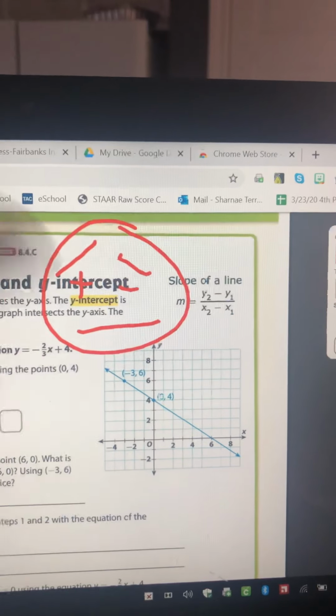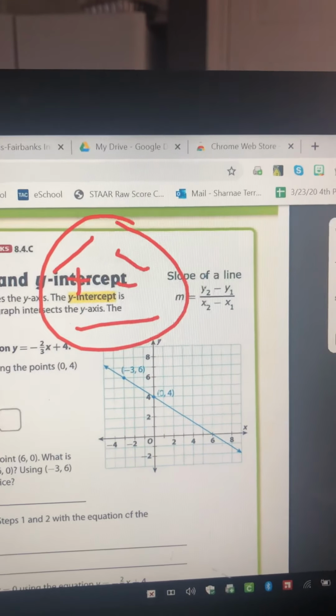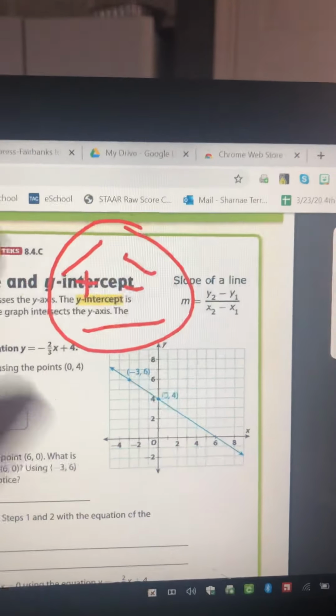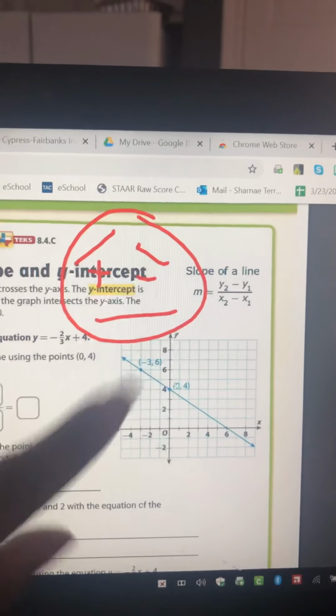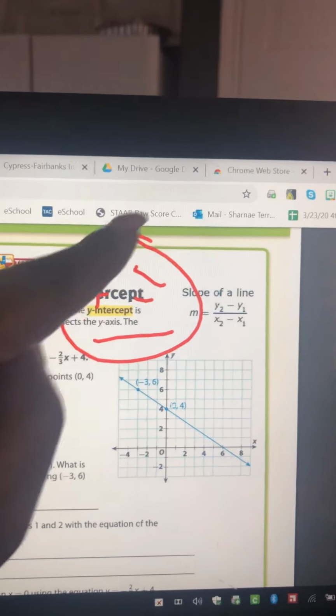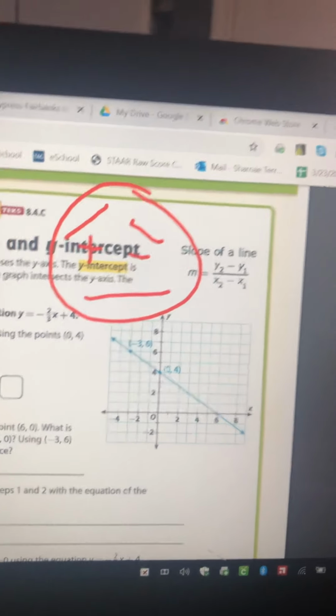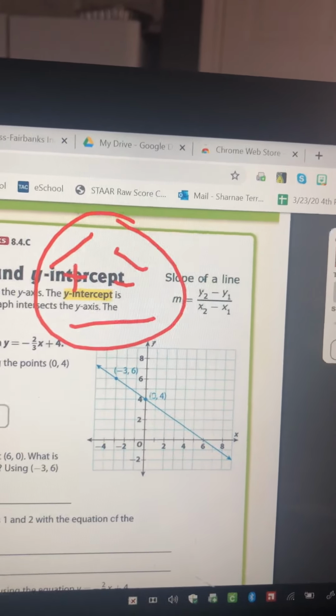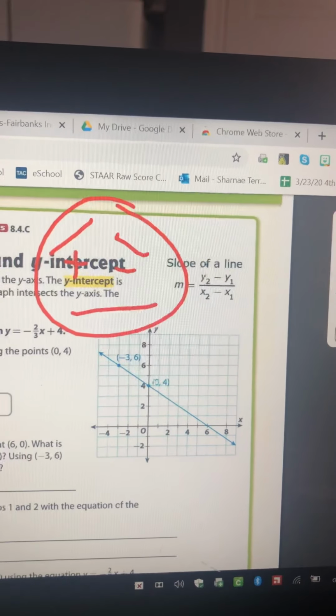If my graph is starting on the right and rising to the left, it's negative. If it's starting on the left and rising to the right, it's going to be a positive slope like his eyebrow here. So you want to make sure that you're looking at Slope Man's eyebrows to see if we have a positive or a negative slope.